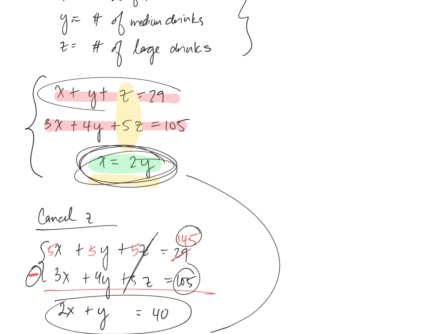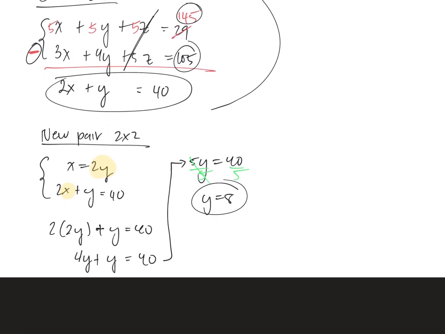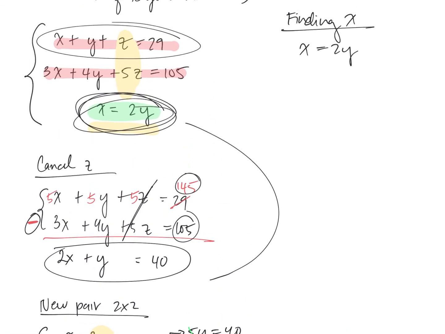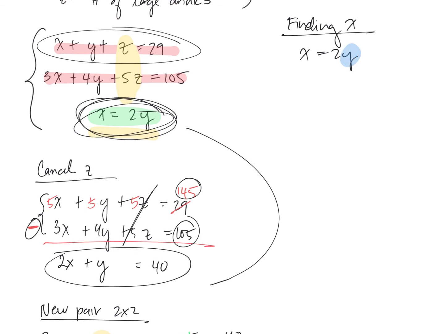How come I wouldn't use one of these? Well, we only know one variable. Okay, so we need to go with what we have. Let's go ahead and say finding x. So we'll use x equals 2y. And I know that y is equal to 8. So I'll go ahead and plug that in. x equals 2 times 8, and we get that x is equal to 16.